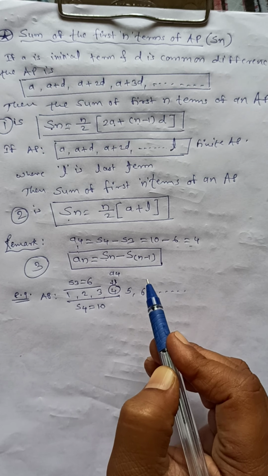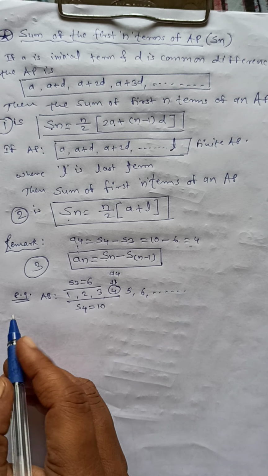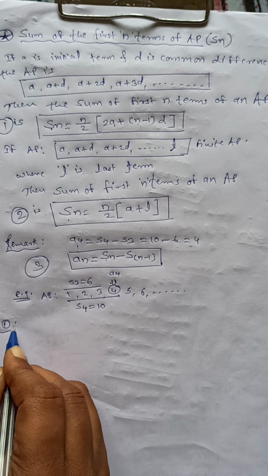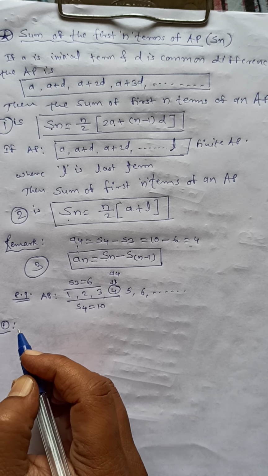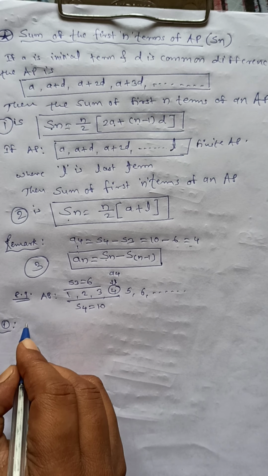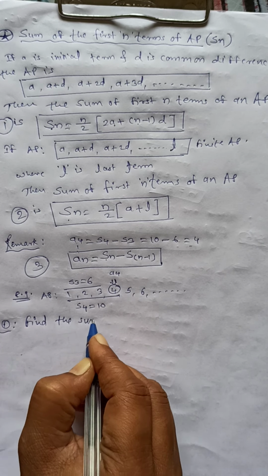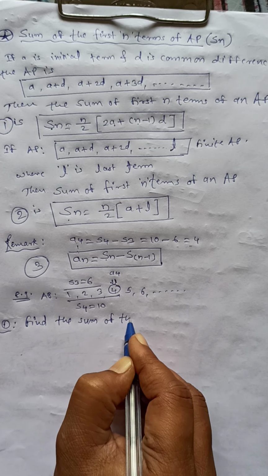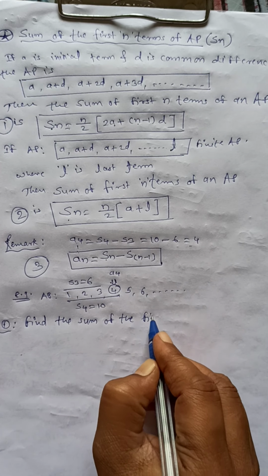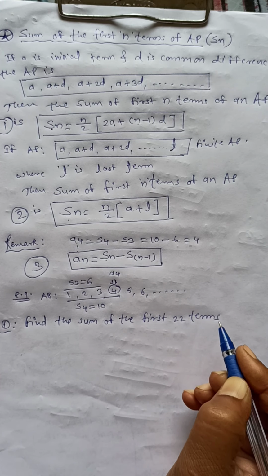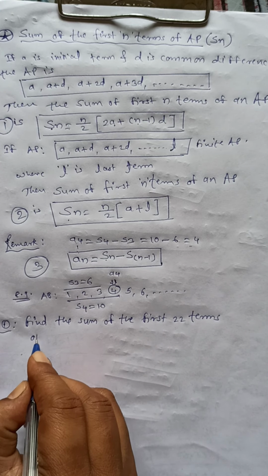Now we will see some examples. Okay, example number 1. What is the example? See, find the sum of the first 22 terms of the AP.